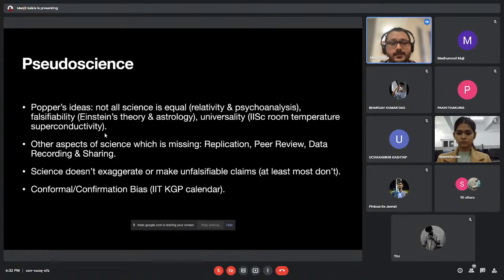Another aspect of pseudoscience is that it makes exaggerated claims, and science doesn't, at least most of it doesn't. You cannot really say that I have cured cancer. You can say, okay, I have made an advancement which might help in a certain respect, and that it might cure cancer. You'd say something like that. But in pseudoscience, people will make really exaggerated claims.